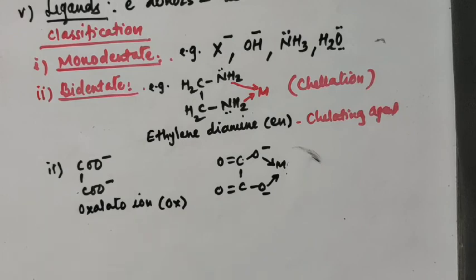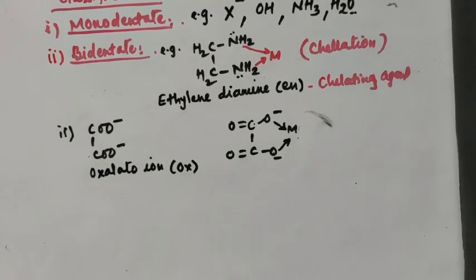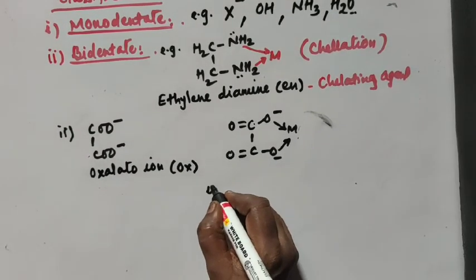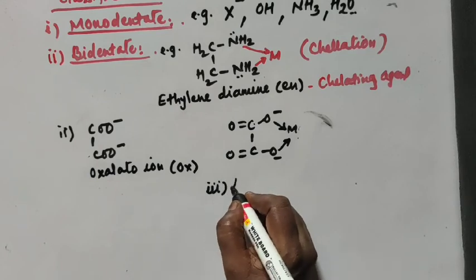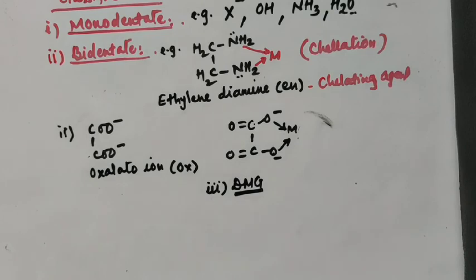One more bidentate ligand is there, and that is DMG, or dimethyl glyoxime. You always use this compound, DMG, for the confirmatory test of nickel, at the time of practical. What is the formula of dimethyl glyoxime?